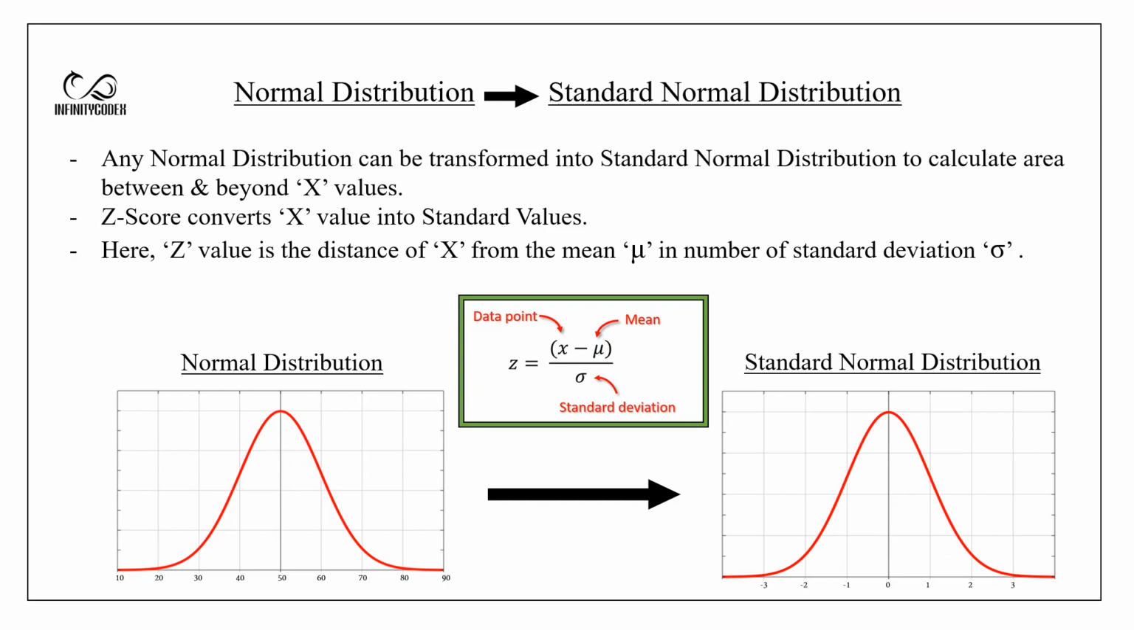Sometimes we convert normally distributed data into standard normal distribution. Any normal distribution can be transformed into standard normal distribution to calculate the area between and beyond x values. Z-score converts x values into standard values. Here, the z value is the distance of x from the mean in number of steps, that is standard deviations. For example, we do standard scaling to scale our data.